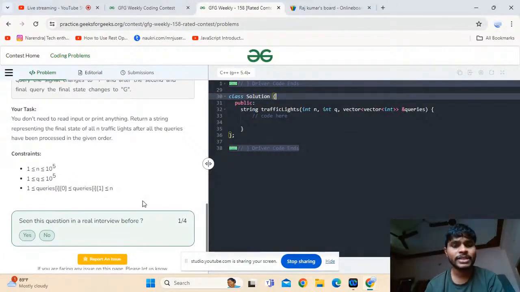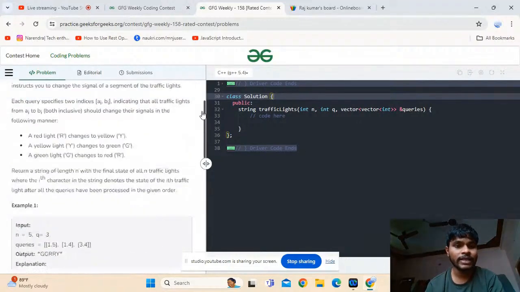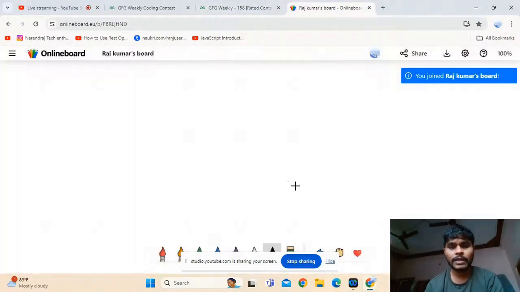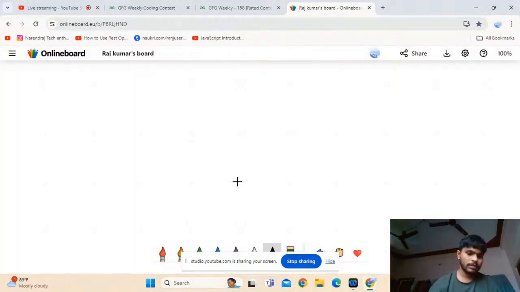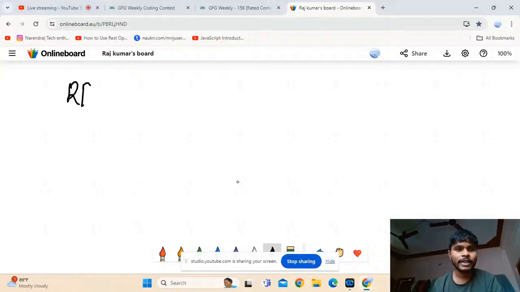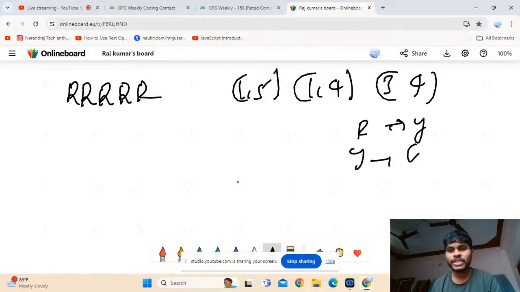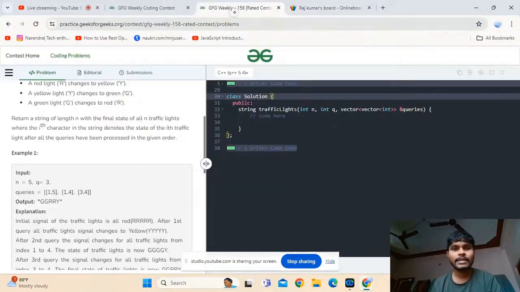Let's take the first test case so you will understand much better. The queries are 1 to 5, 1 to 4, 3 to 4, with n equal to 5. R always changes to Y, changes to green, changes to R, in this order only.